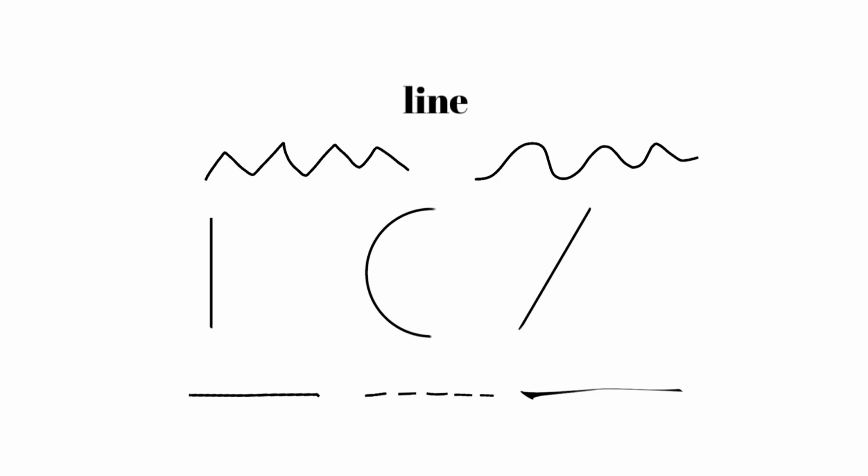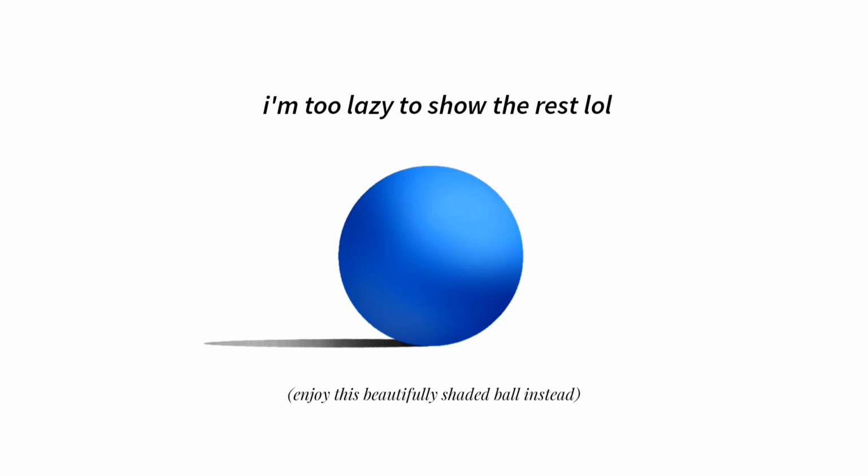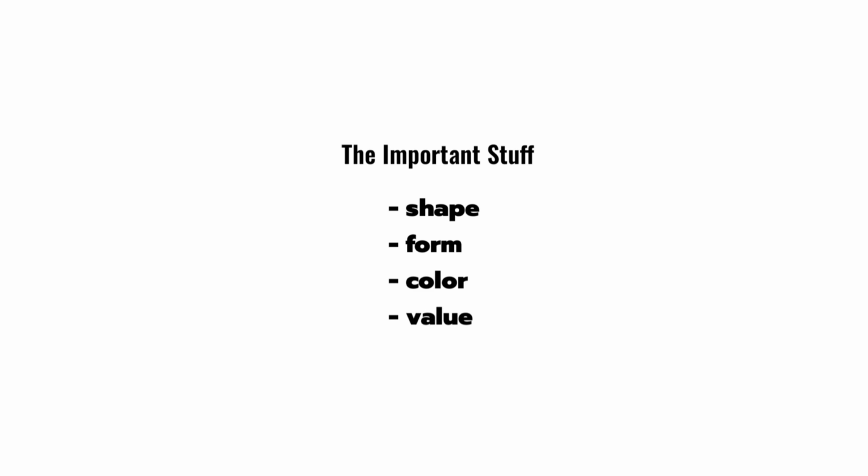Which brings us to Step 2. Study, study, study. First, study the fundamentals. These include line, shape, form, color, value, texture, and space. But the important stuff, in my opinion, are shape, form, color, and value. And I'm not just saying this because I don't do line art.